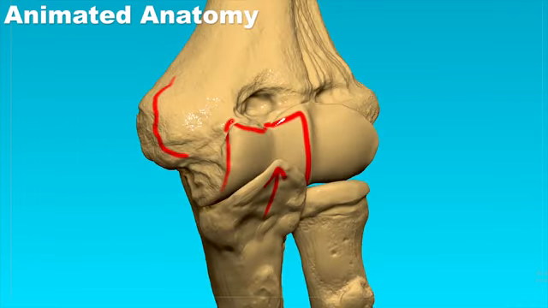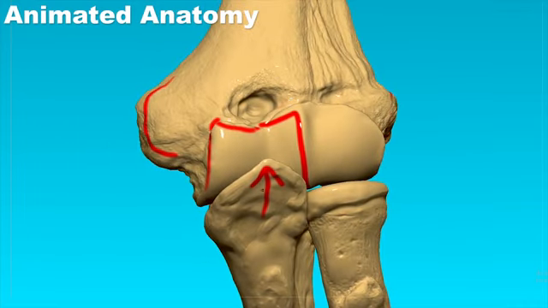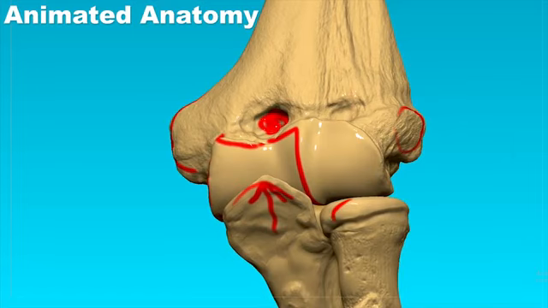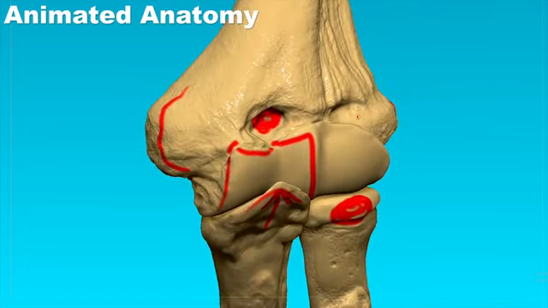Once the arm is flexed, this coronoid process of the ulna goes into this coronoid fossa. And of course, because the radius is also protruding here a little bit, it can fit into the radial fossa.